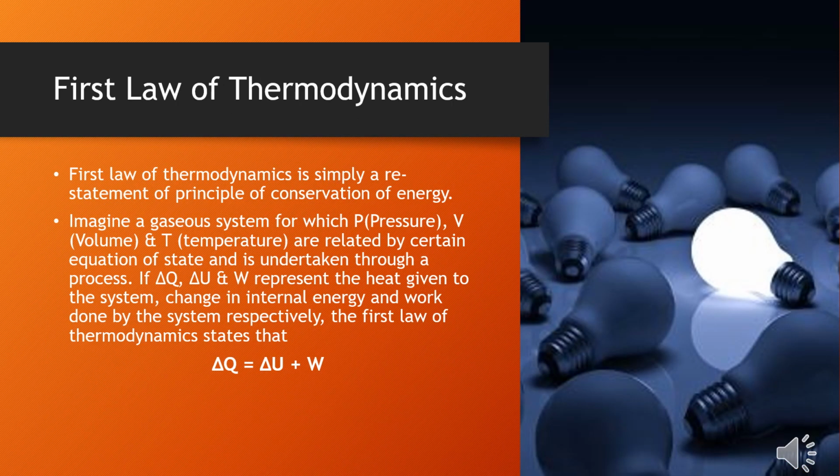First law of thermodynamics is simply a restatement of the principle of conservation of energy. Imagine a gaseous system, for which pressure P, volume V and temperature T are related by a certain equation of state, and is undertaken through a process. If delta Q, delta U and W represent the heat given to the system, change in internal energy, and work done by the system respectively, during the process, the first law of thermodynamics states that heat given to the system is equal to the sum of work done by the gas and change in its internal energy. That is, delta Q is equal to delta U plus W.